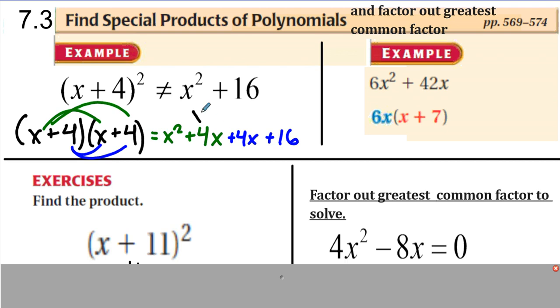So the final answer is x squared plus 8x plus 16. That is the correct answer. It is not simply just x squared plus 16. Don't go trying that. Then the very beginning of division over here was greatest common factor factoring.